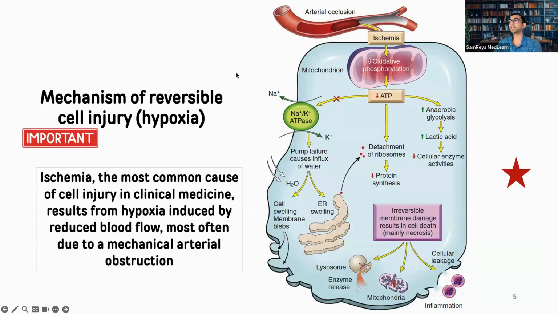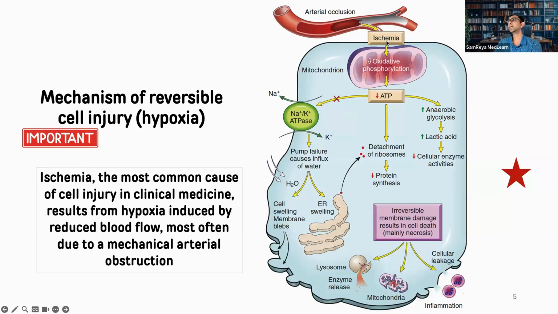I've taken this picture again from your Robbins textbook, the latest edition. That's what we are following. In this picture, they've shown you the mechanism of reversible cell injury due to hypoxia or ischemia. If you look at the image on the top, you see a blood vessel, an artery, and they have shown you a clot in the artery. Because of this clot, the blood flow to the tissues is lost. If the blood flow to the tissues is lost, we use the word ischemia. So ischemia is what is happening to the cells in the tissue where this blood vessel was taking blood.